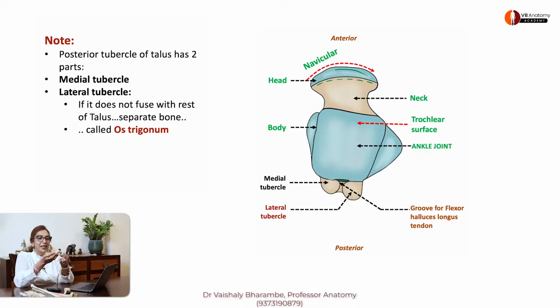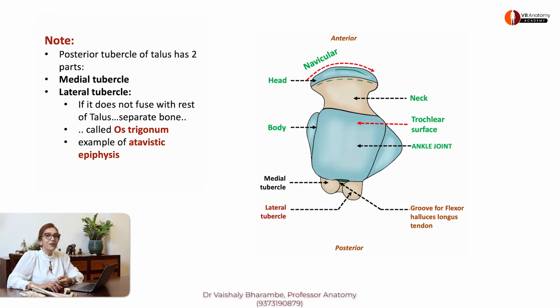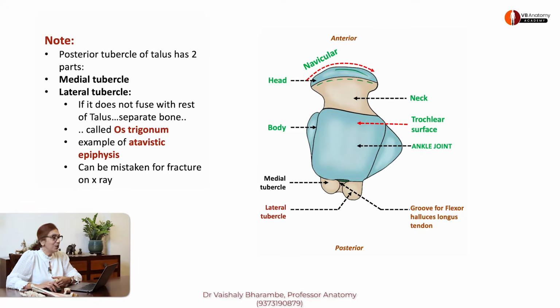Okay? In which case, can you imagine that on X-ray, it will look like a fracture. But is it a fracture? No. It's just a bit of bone has not fused with the rest of it. This bit of bone is called the os trigonum. Os trigonum. It is an example of atavistic epiphysis. You remember we've done the coracoid process of scapula, example of atavistic epiphysis. Bones that go and fuse with other bones for better nourishment. Os trigonum is one of those. Can be mistaken for a fracture on X-ray.